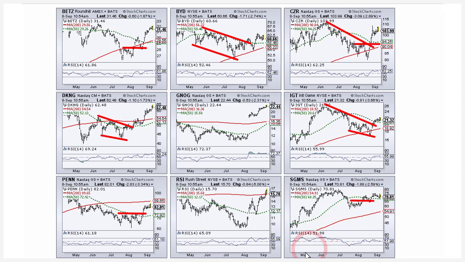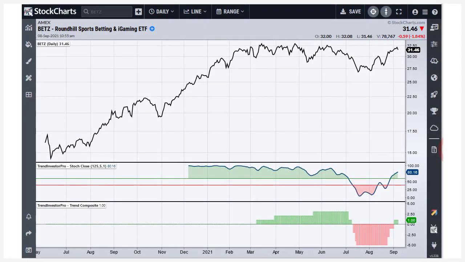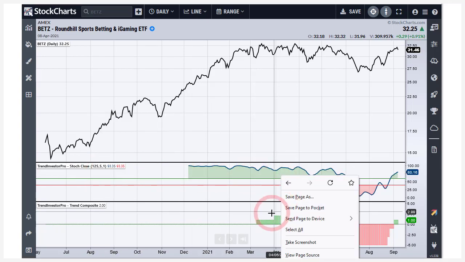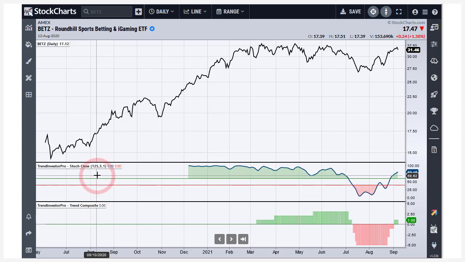And now let's look at some of the trend signals. So I'm here on StockCharts ACP, and I'm going to work off of two indicators for trend following. I've got the Stoke Close indicator, which is 125 days, smoothed with a 5-day moving average in the first window there. And in the lower window, I've got the Trend Composite, which aggregates the trend signals in 5 trend following indicators. And these two indicators are part of the Trend Investor Pro Indicator Edge plugin.